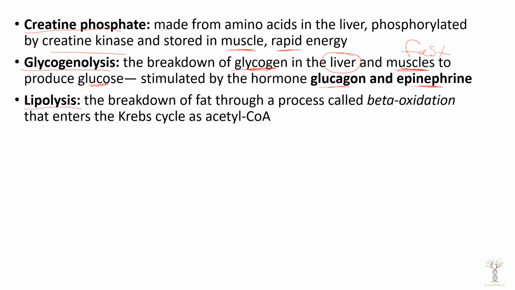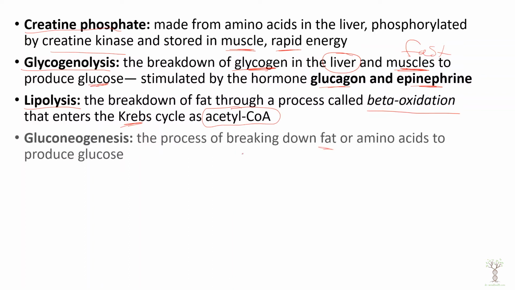Lipolysis is the process of breaking down fat. This is when we use beta oxidation to produce acetyl coenzyme A that can go into the Krebs cycle. We can also convert fat or amino acids into glucose. Our liver can do this, and that process is called gluconeogenesis. And this helps to maintain blood sugar.